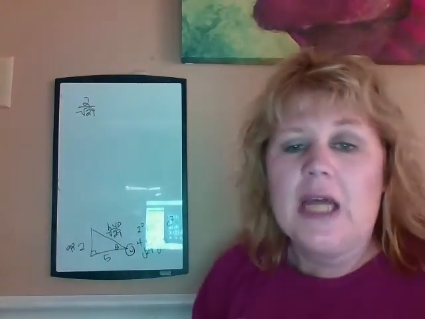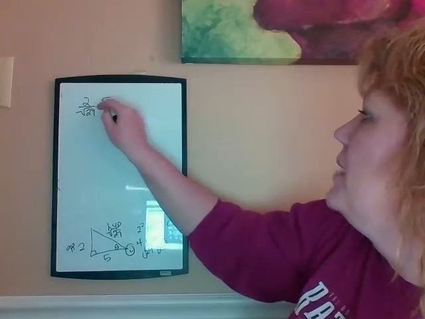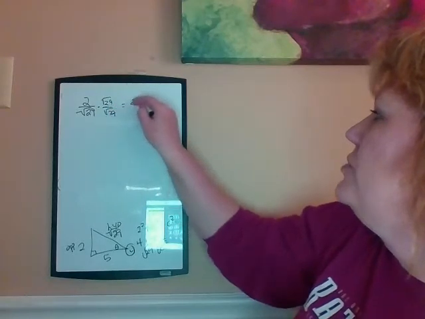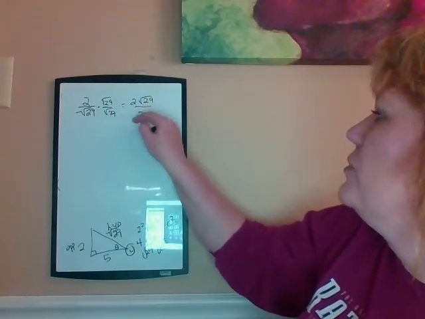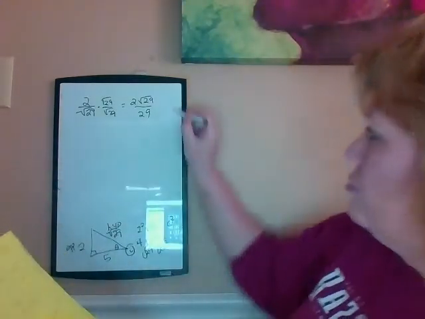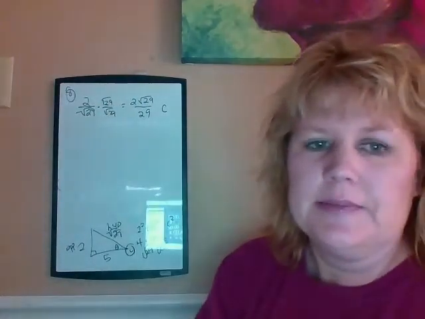But you cannot leave a radical in the bottom. So you're going to have to multiply by the square root of 29 over the square root of 29. And you're going to have 2 square roots of 29 over 29 for your answer. And that is answer choice C. And again, that's problem 8.